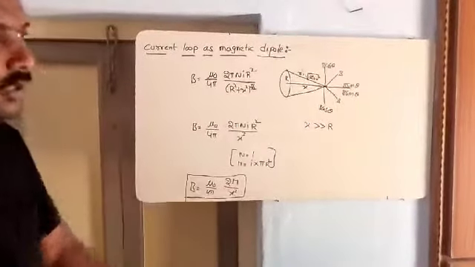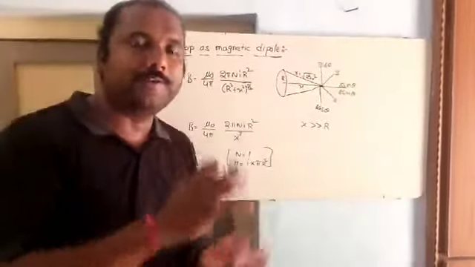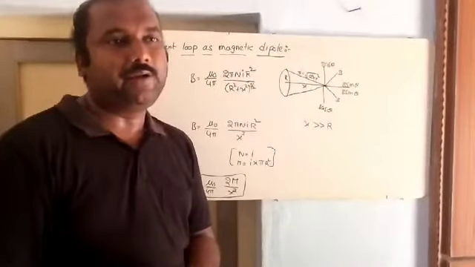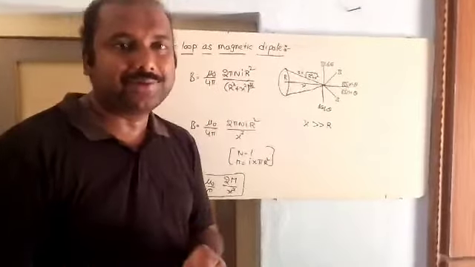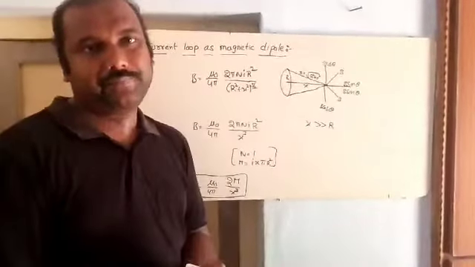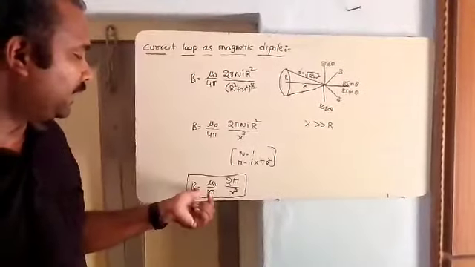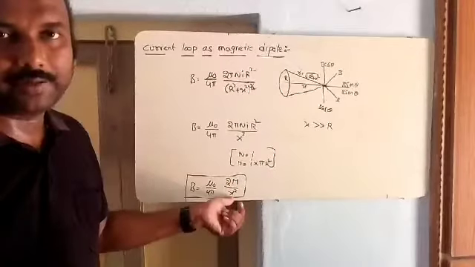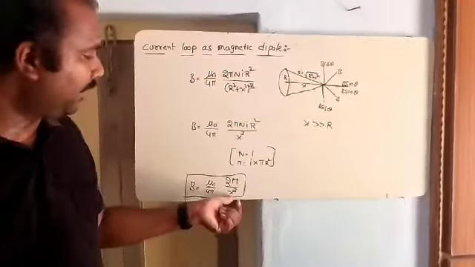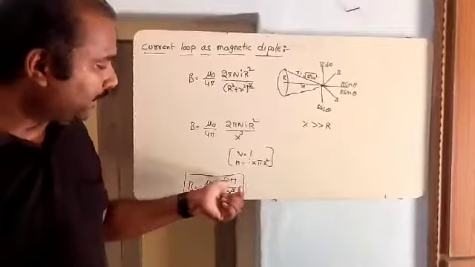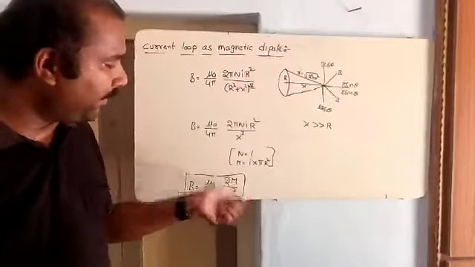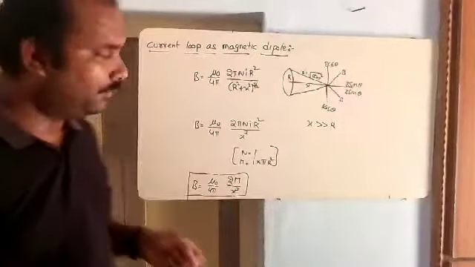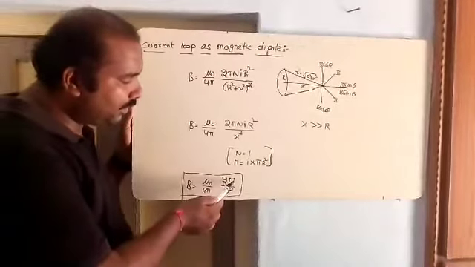This equation is similar to what you learned in the first chapter, electric charges, where the electric field due to an electric dipole along the axial line is 2p by d cube with a constant, and along the equatorial line E is equal to the constant into p by d cube. So this one and that one are similar, but in place of p here we are using the term m.